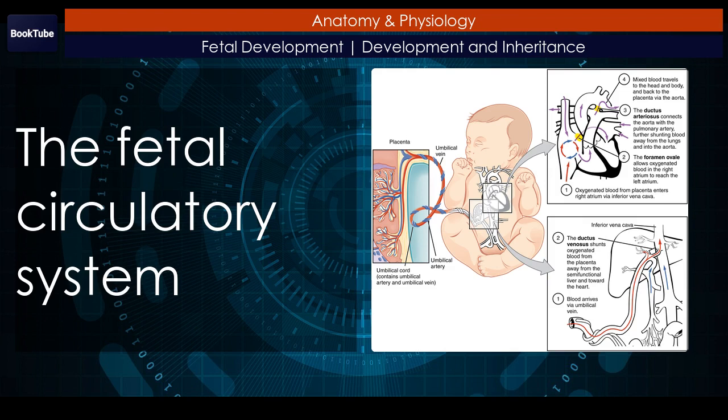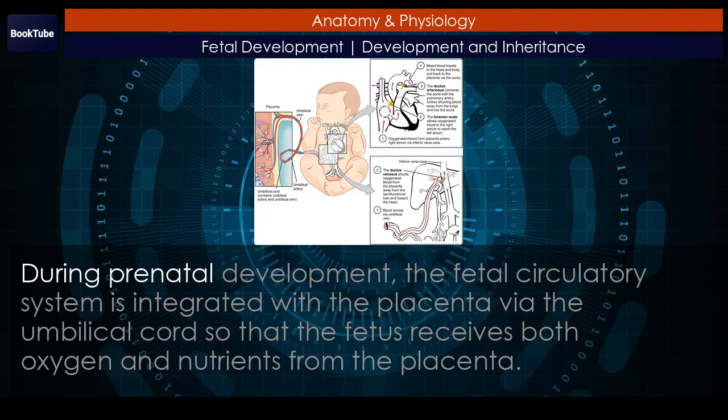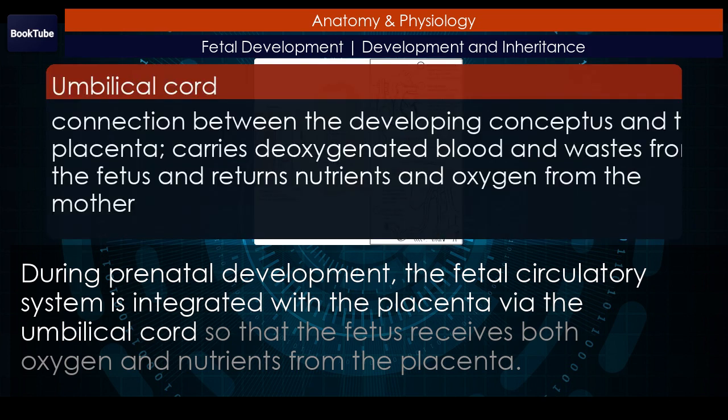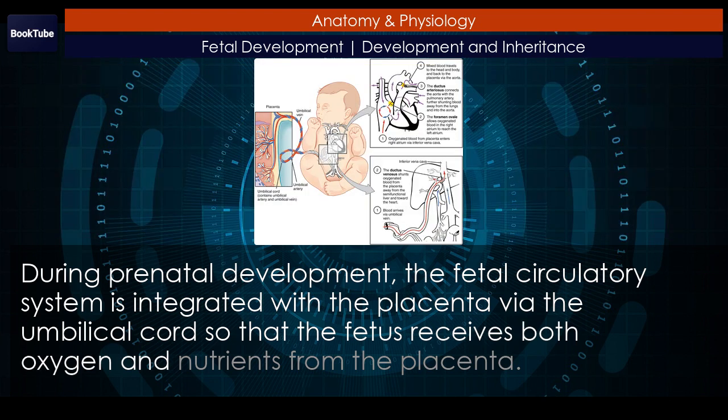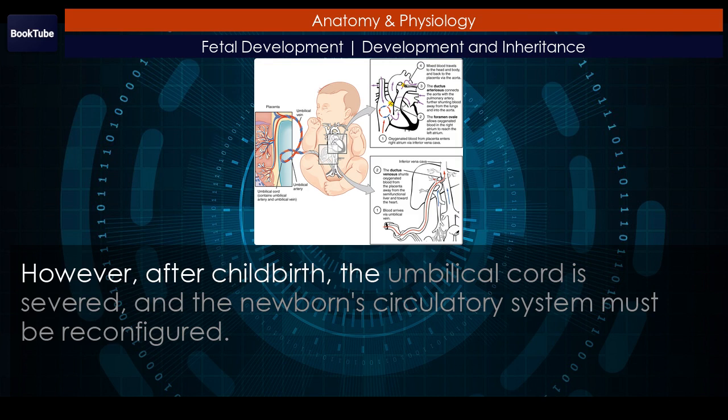The fetal circulatory system. During prenatal development, the fetal circulatory system is integrated with the placenta via the umbilical cord so that the fetus receives both oxygen and nutrients from the placenta. However, after childbirth, the umbilical cord is severed, and the newborn's circulatory system must be reconfigured.